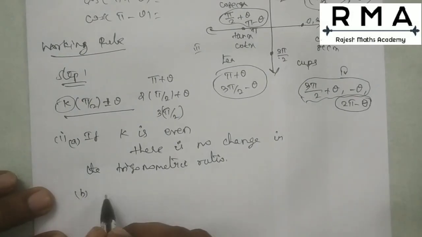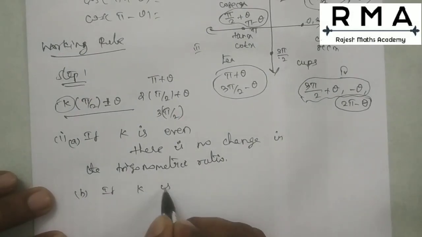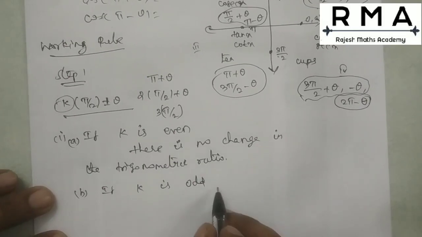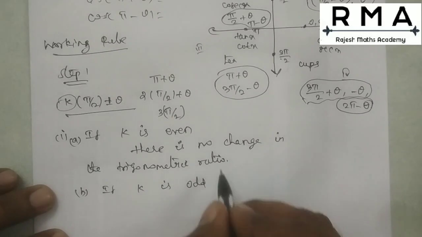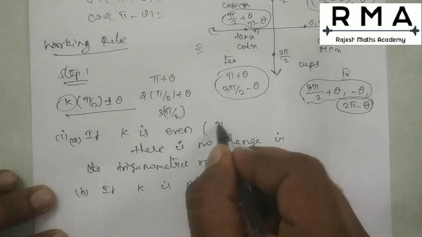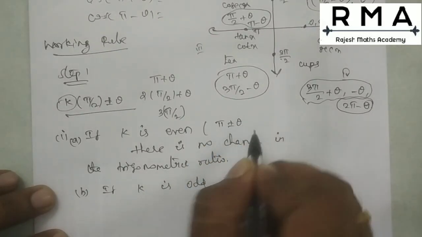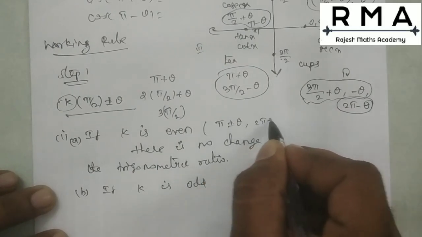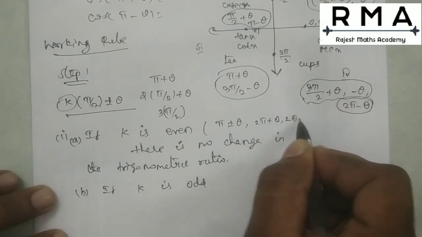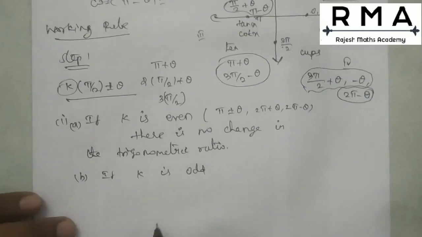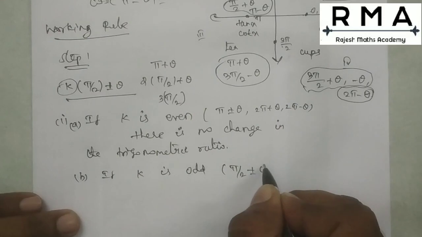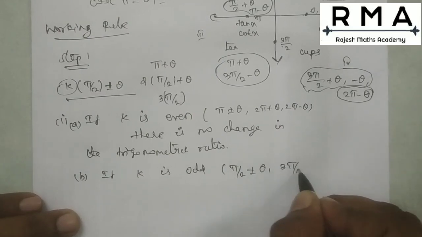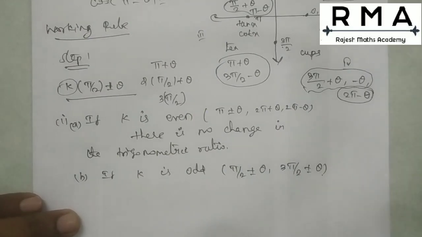Suppose k is odd, meaning 1 pi by 2, 3 pi by 2, like that: pi by 2 plus or minus. K is even means we can write pi plus theta, pi minus theta, or 2 pi plus theta, 2 pi minus theta, like that. So k is odd means pi by 2 plus or minus theta, or 3 pi by 2 plus or minus theta. These are the cases where k is odd.